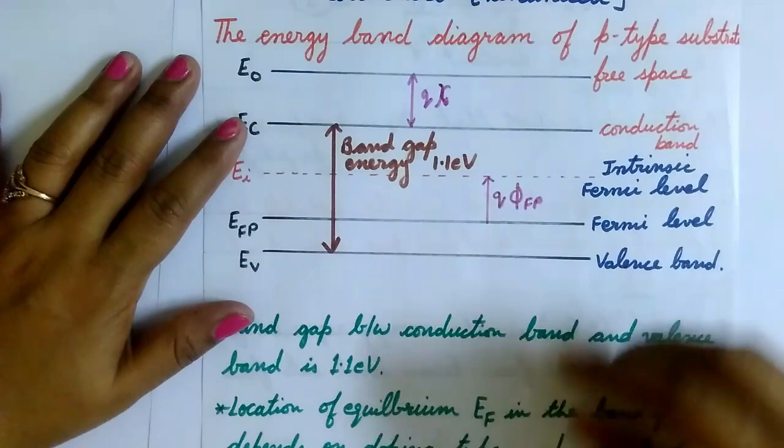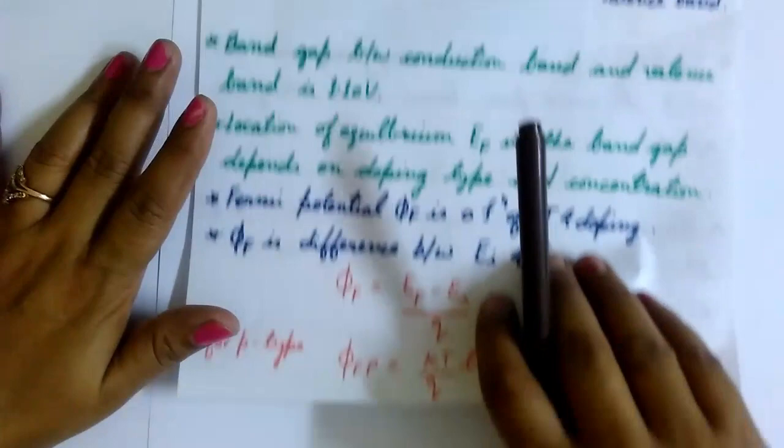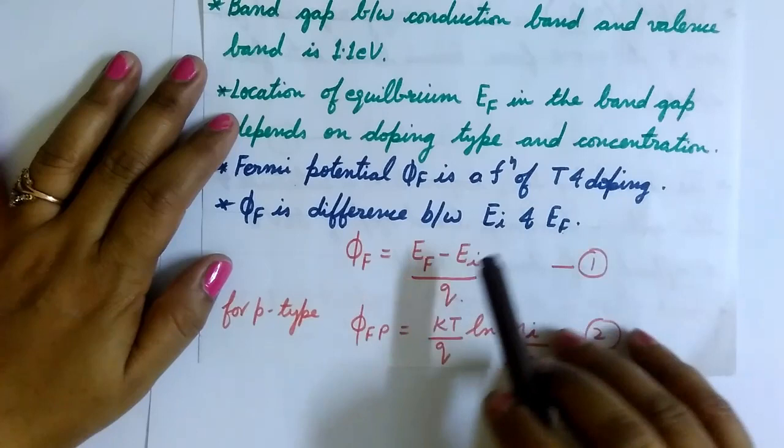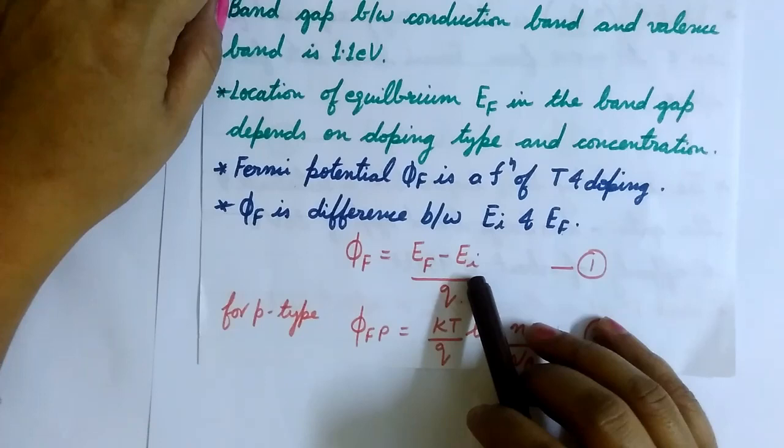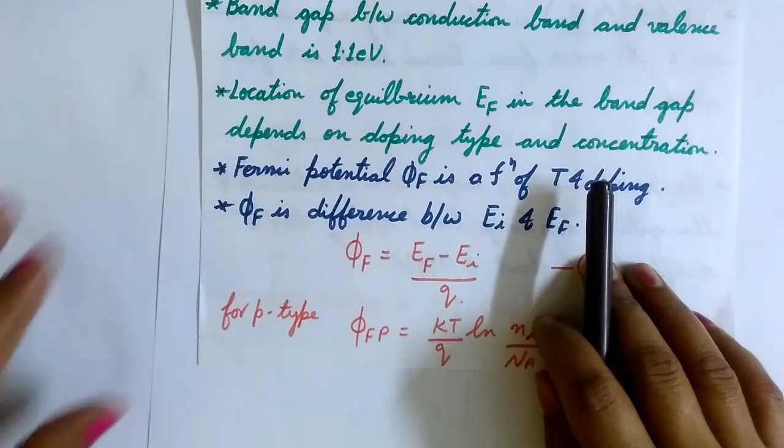This Ei and this Ei and Ef. So phi F is actually (Ef minus Ei) upon q. This is the first equation. And here, to make it more elaborate, for p type, since the equilibrium Fermi level lies below Ei, therefore this phi F will be negative for the p type substrate.